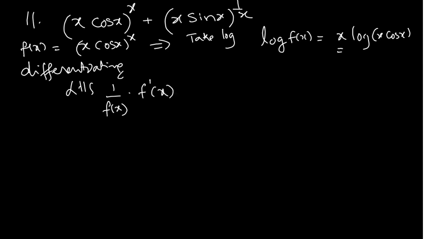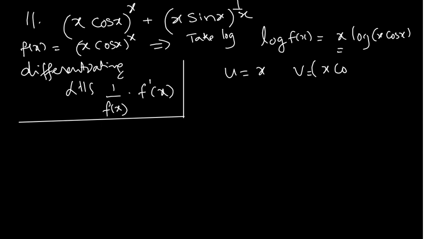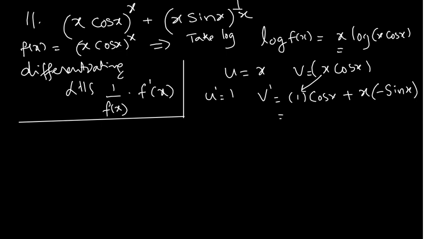This is LHS. Now for RHS, so RHS would be, you got x log x cos x, which means u is x, v is x cos x. So this again has two parts. U dash is 1. V dash equal to first differentiation of x, which is 1, then cos x plus x into minus sin x. So you have V dash as cos x minus x sin x.